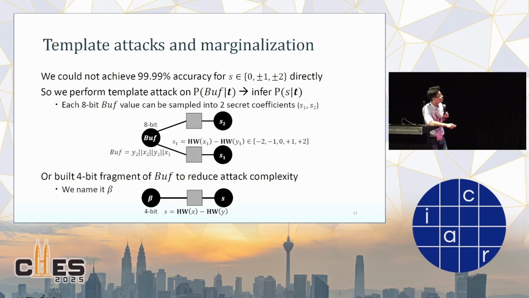Alternatively, we can use a slightly smaller 4-bit fragment of the variable buff to reduce the attack complexity from 256 components to 16 components. And we name this smaller variable beta.